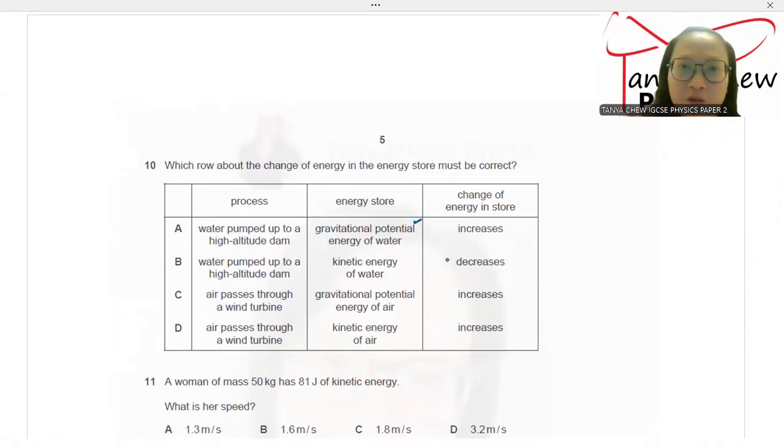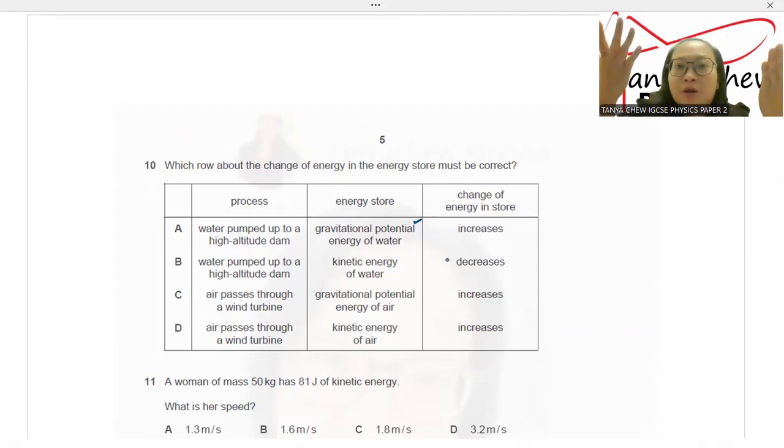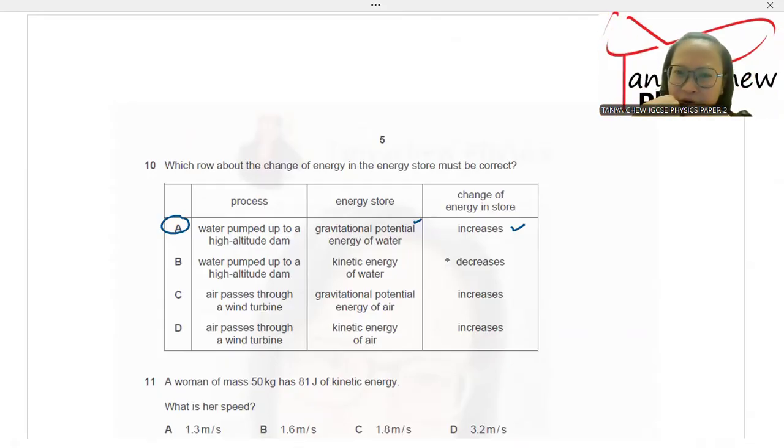Why? Because the definition of gravitational potential energy is the energy due to the position of the object measured from the ground. Since the water is being lifted up, the height increases and causes the gravitational potential energy to increase. This is correct. Let me look at B. Water pumped out to a high altitude dam. Energy store is kinetic energy of the water, and the kinetic energy of the water is going to increase.